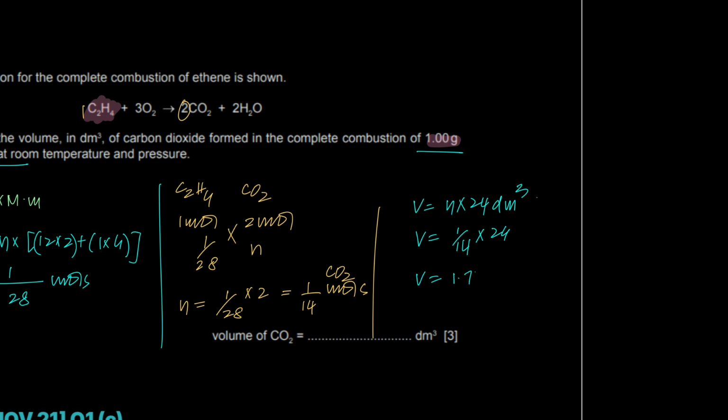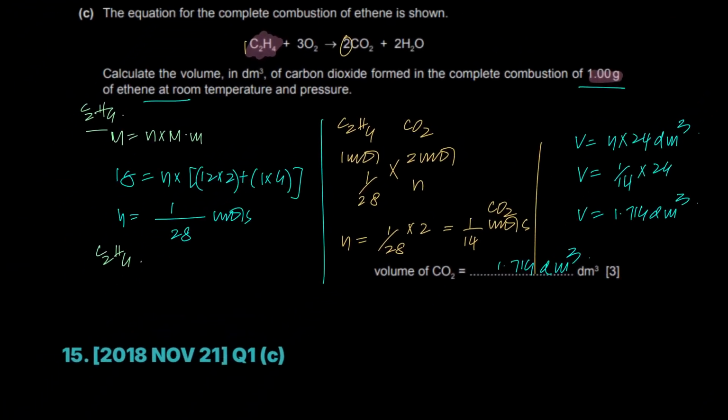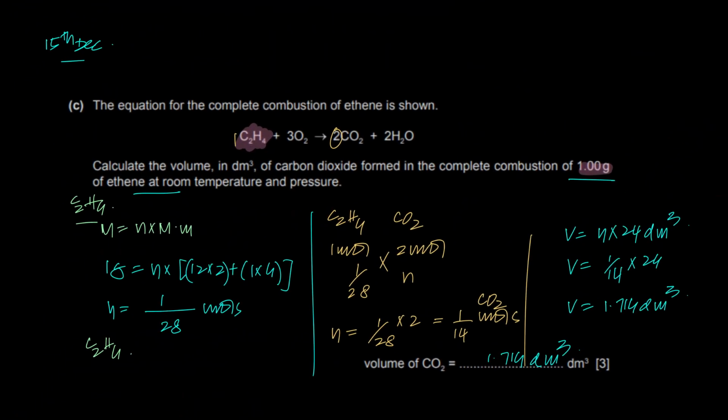Yeah? So 1 over 14 times 24, what do you get, guys? 1.714 dm cube. Thank you. 1.714 dm cube. Done? So we are done with the 2019 set for moles and stoichiometry.